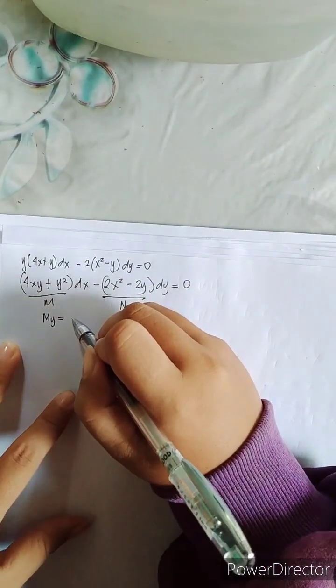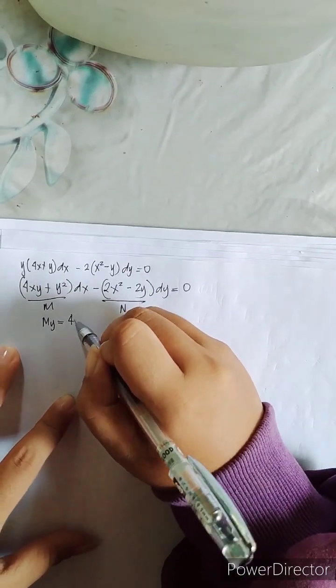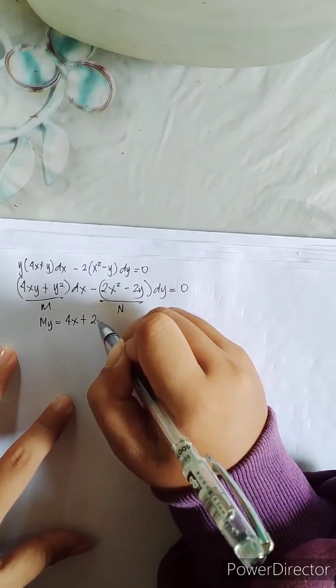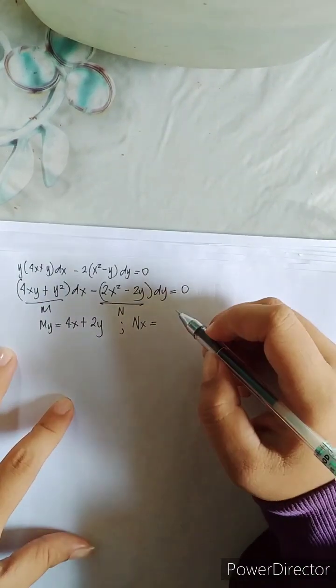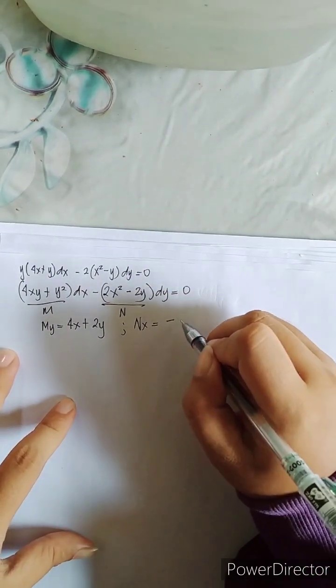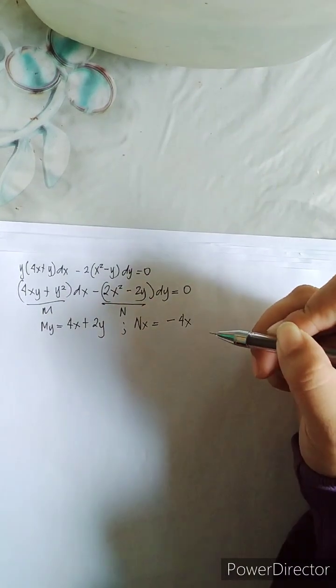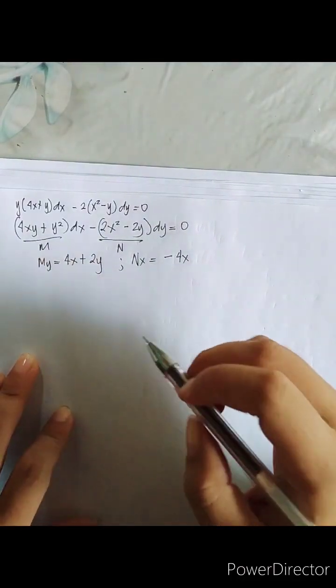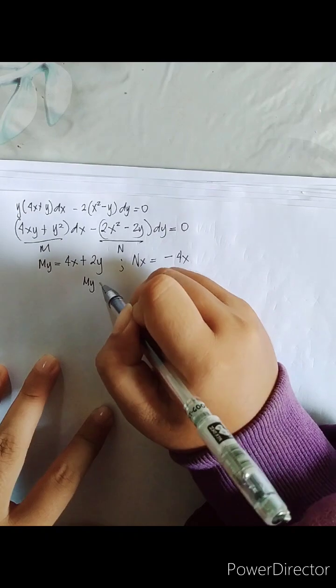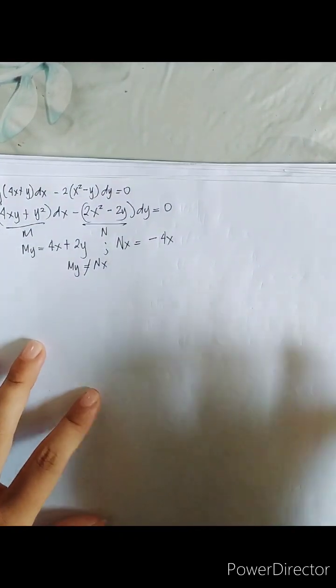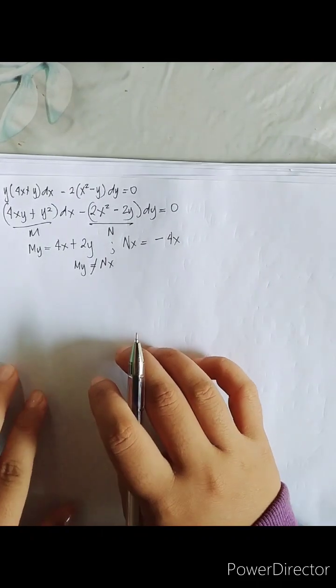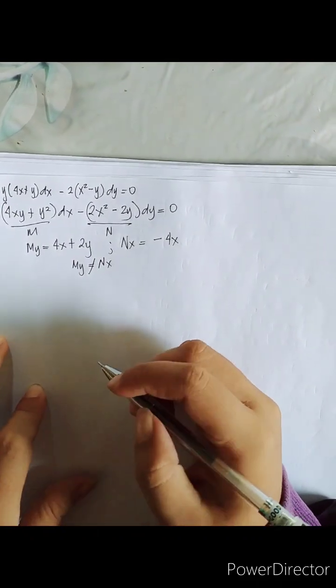Then get the partial derivative of M and the partial derivative of N. My is equal to 4x plus 2y. Nx will be negative 4x. As we can see, our My is not equal to our Nx, which will lead us to solve for the value of f of x.